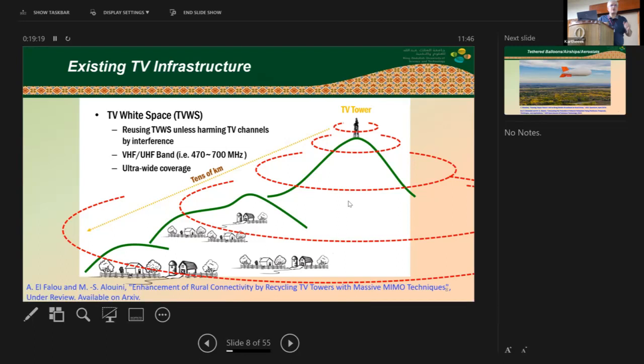It's not very popular in India, but now in the US, for example, and South Africa, this is a technology that has proved very interesting to connect tens of kilometers of radius using this kind of beachfront type of spectrum. Why is it beachfront? It's the VHF, UHF.